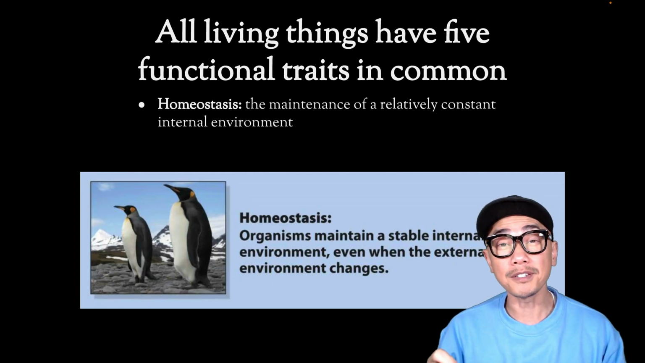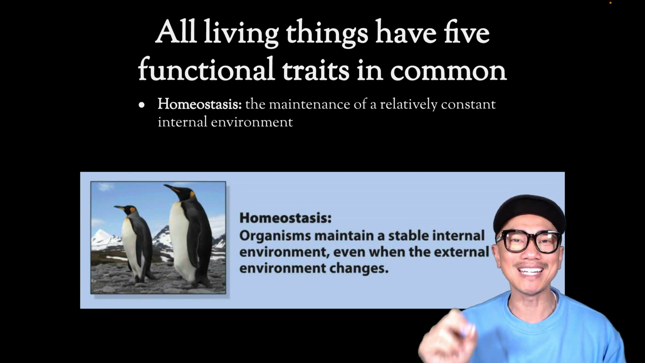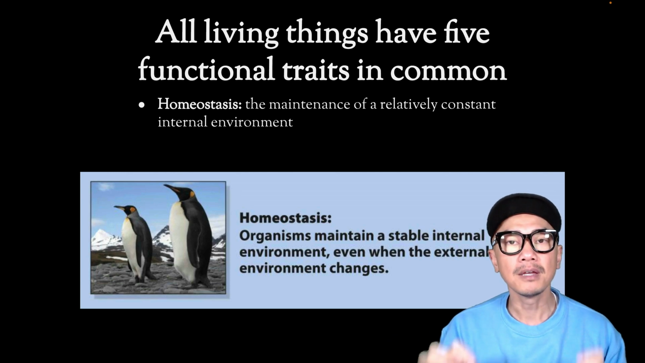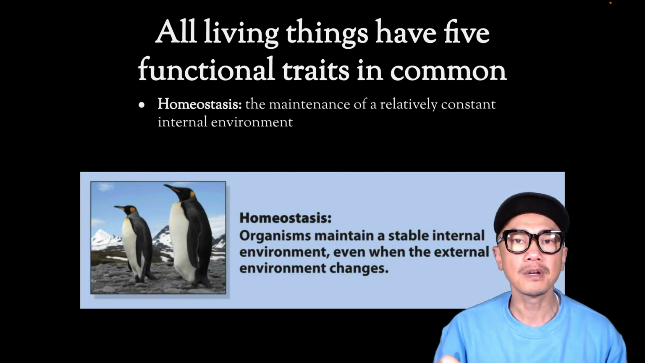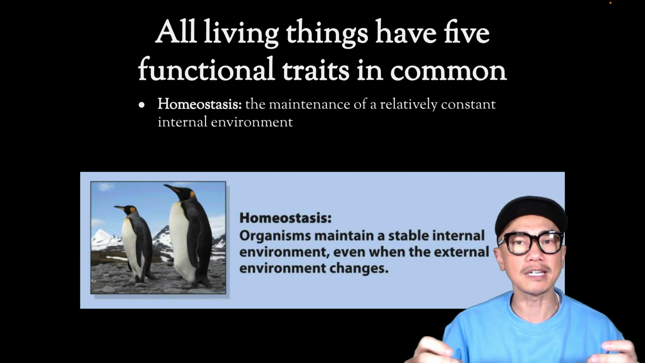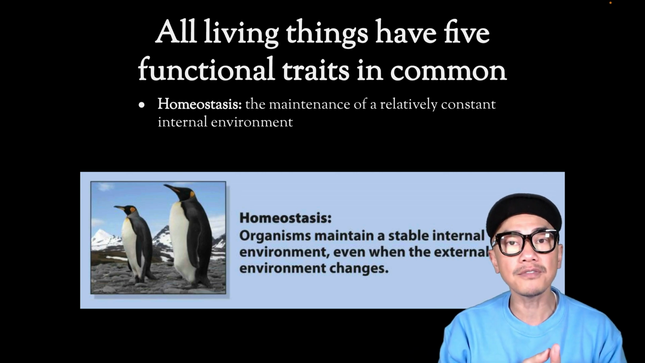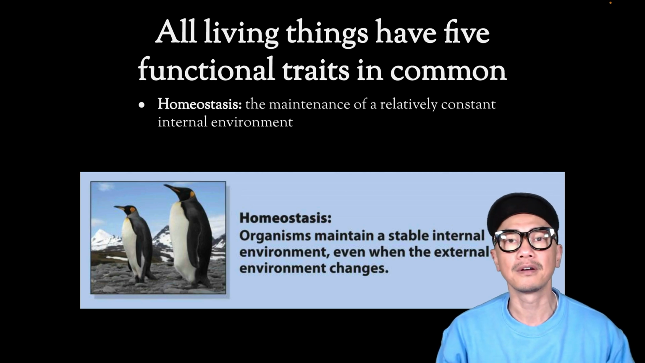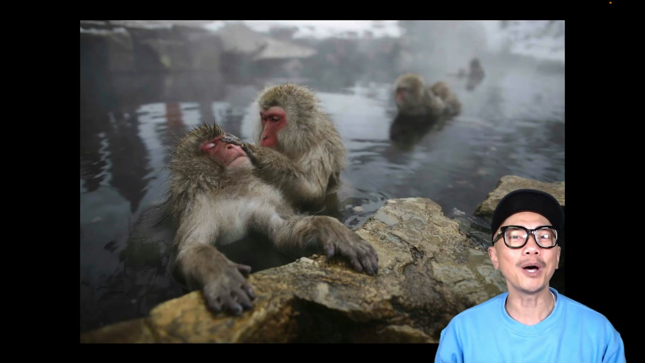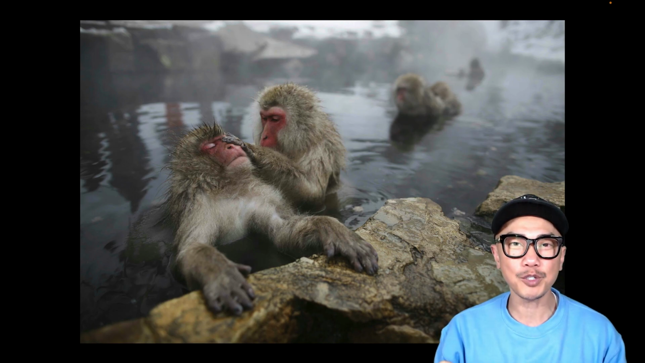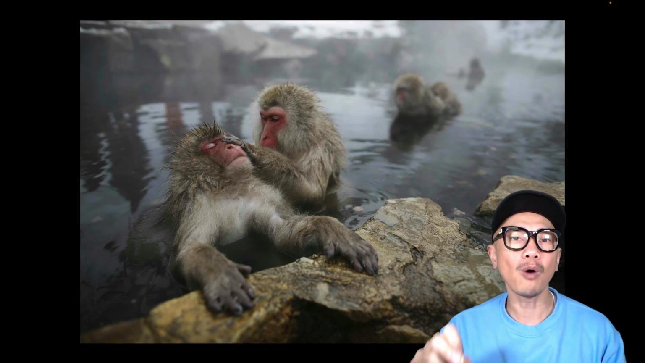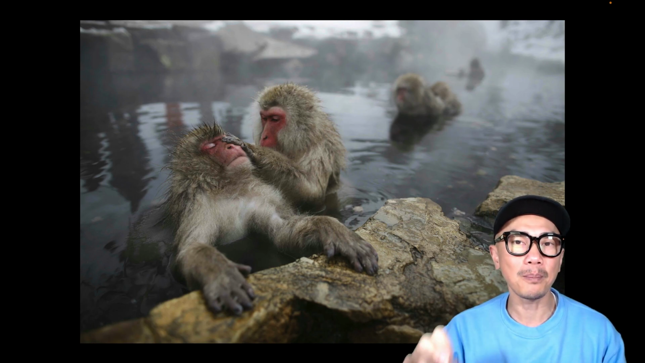Thirdly, all organisms must maintain a stable internal environment regardless of what's going on around them. This is called homeostasis. Homeo means stable, stasis means state, and all living things must maintain homeostasis or risk death. These are wild monkeys bathing in a natural hot spring in the Jigokudani Monkey Park in Japan. These warm-blooded animals use the warm water to maintain their internal body temperature.